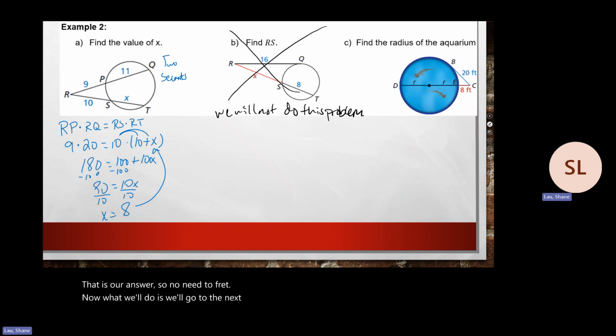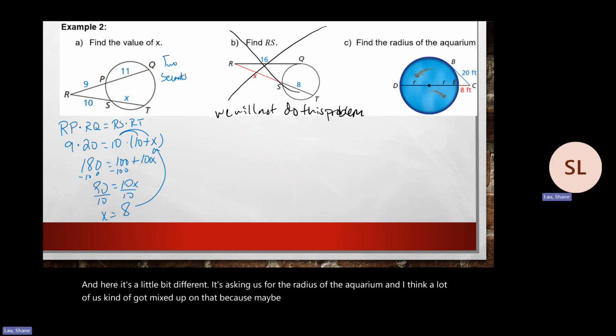Now, what we'll do is we'll go to the next example. Again, we're skipping over example B. And here it's a little bit different. It's asking us for the radius of the aquarium. And I think a lot of us kind of got mixed up on that because maybe it's just a new question and we haven't seen it before. But really, we actually have, just not in the way that we've seen before.